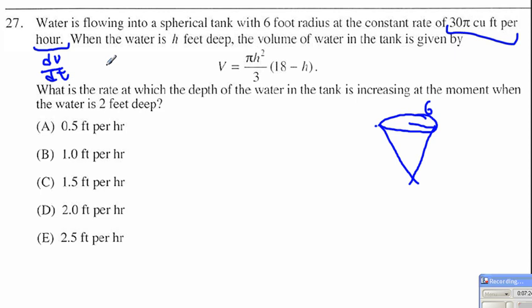So this portion becomes dV/dt, and now the volume of water in the tank is given this way. What is the rate at which the depth of water in the tank is decreasing or increasing at the moment when the water is 2 feet deep? So in fact, we realize that when h is equal to 2, we have to take the derivative of this one, right?